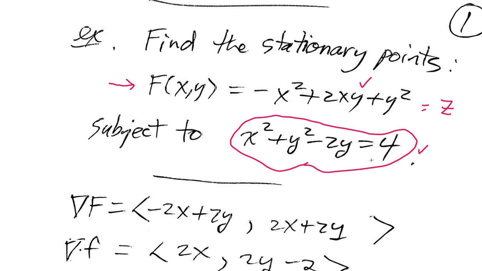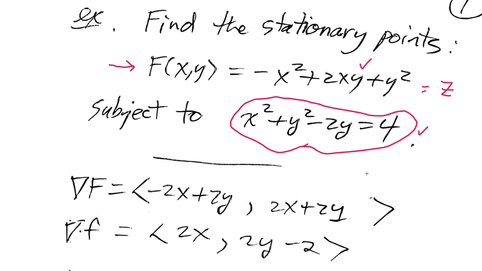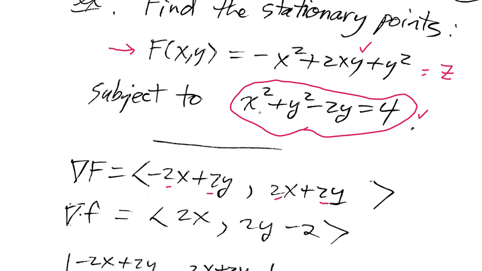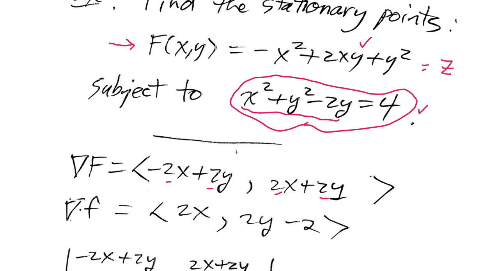I'm going to use the cross product method. Let's find the gradient of capital F first. Differentiate with respect to x first, then we would get negative 2x plus 2y. And then, differentiating with respect to y, we would get 2x plus 2y. Okay, the gradient of little f: I'll make my little f the x squared plus y squared minus 2y, and 4 will be my c from my level curve there. The gradient would be 2x, 2y minus 2.